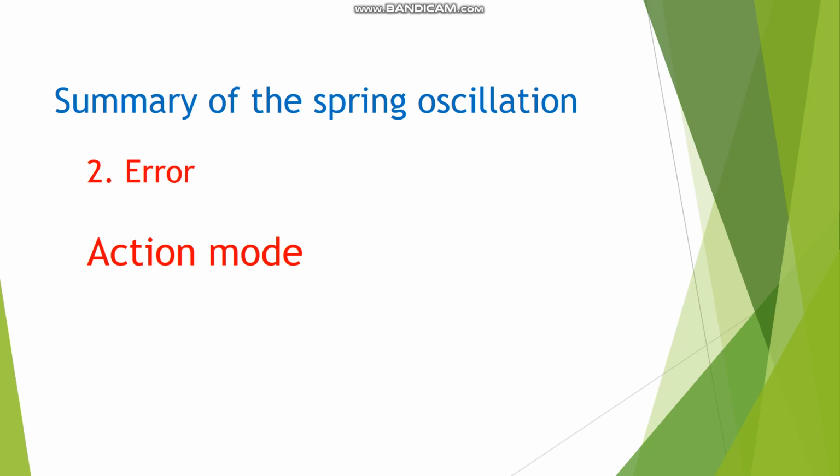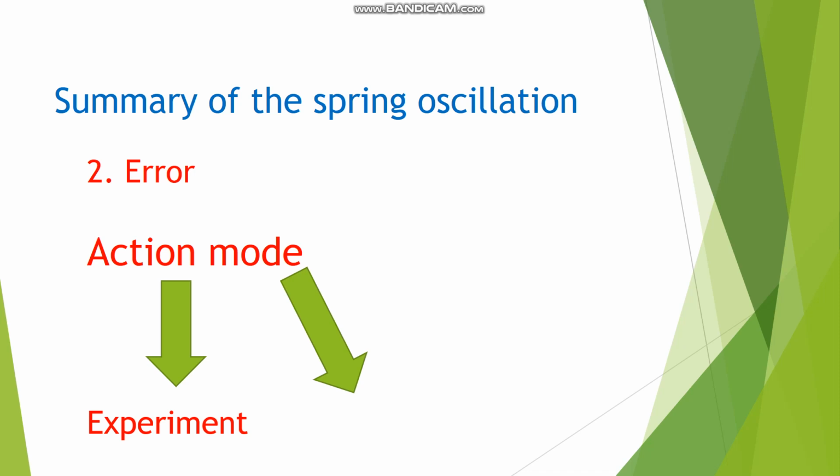And next, I will talk about the error. I think the error of this experiment is the motion mode. I found that the clay's moving mode is not just oscillating up and down, but it also swings a little left to right. And it not only influenced the experiment, but also influenced the tracking, because the reference point is not that clear.